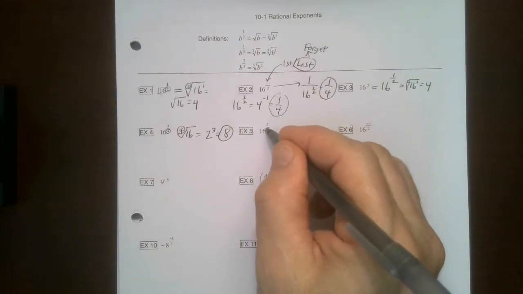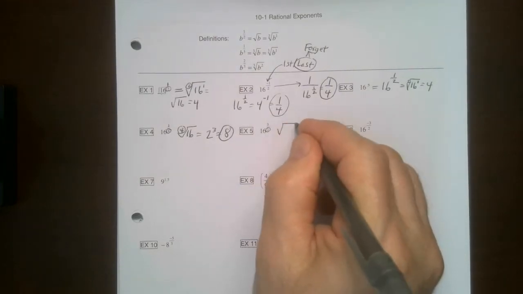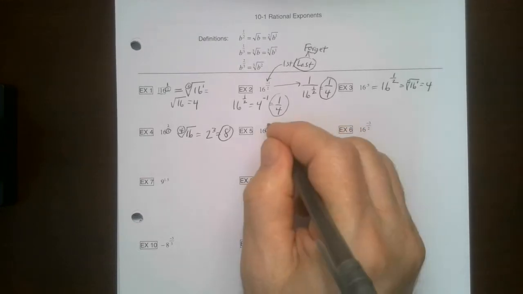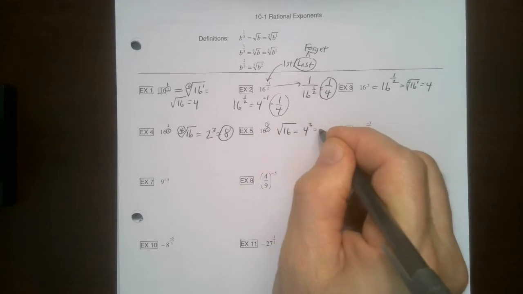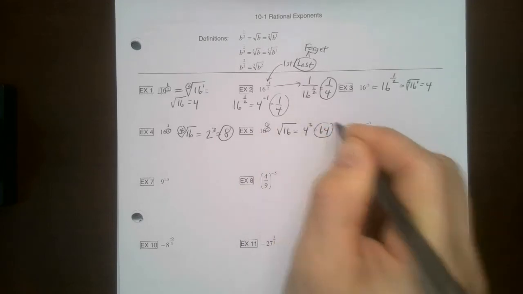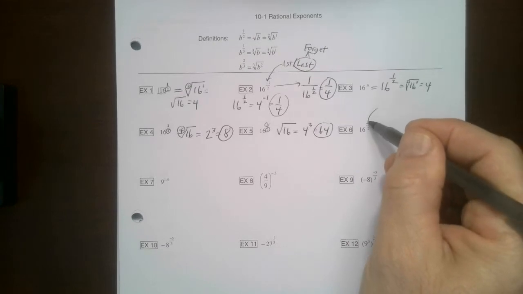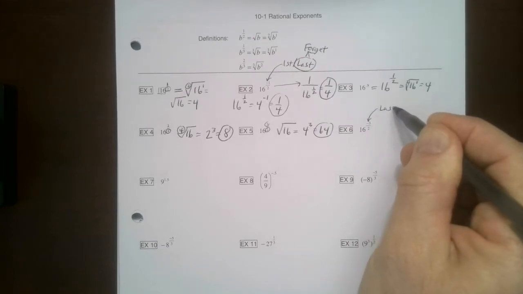Same thing. We're going to do this first. So it's the square root of 16 first, which is 4. Then we're going to cube that, which is 64. All right, again, negative. What do you want to do? Do you want to do it first or last? I choose to do it last.